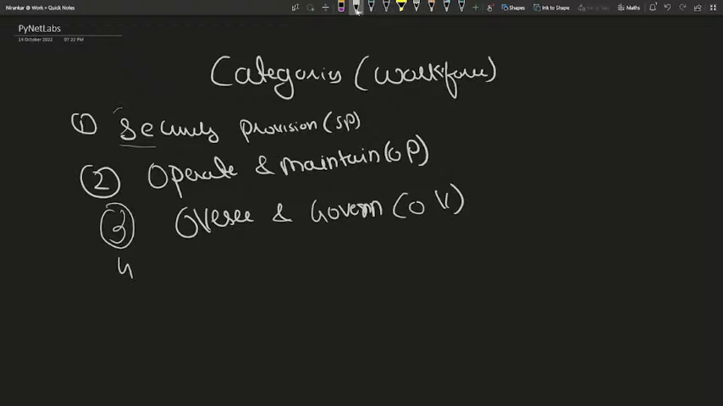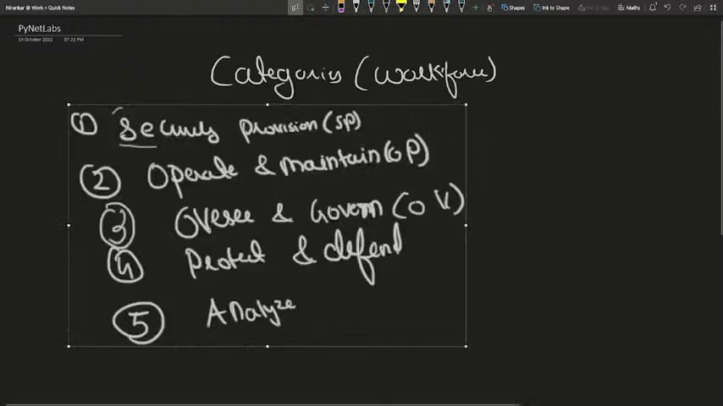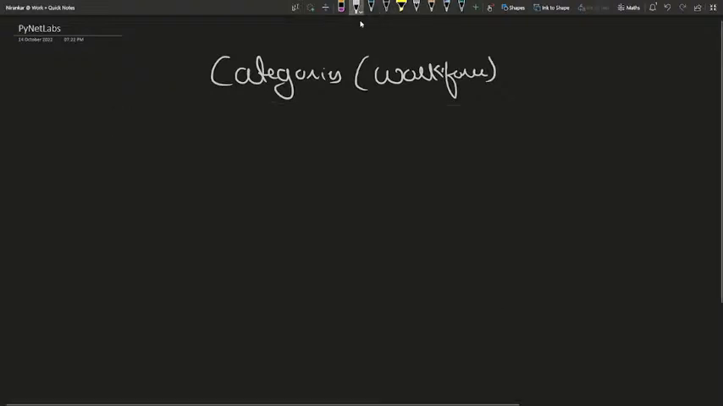Now we have Protect and Defend, red team and blue team. We have security analysts. I hope you have written this down somewhere. If you are not writing it, you must remember what I'm writing over here. So let's talk about the next two.